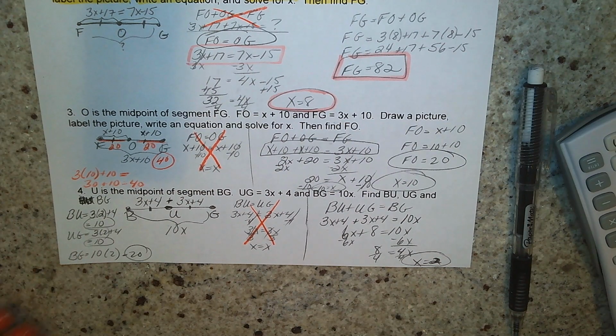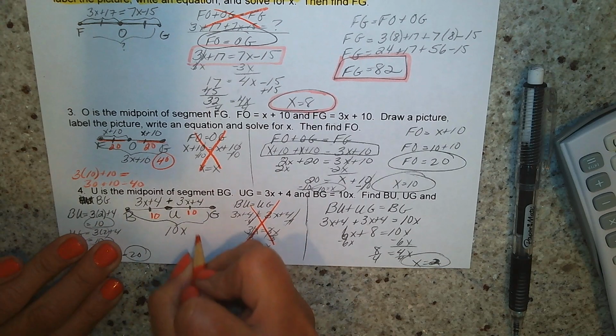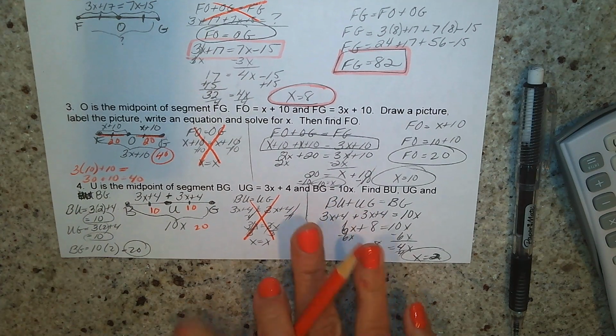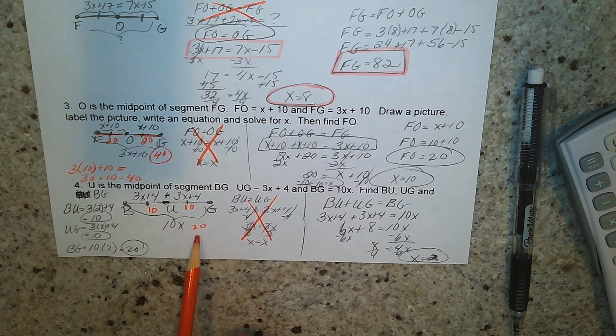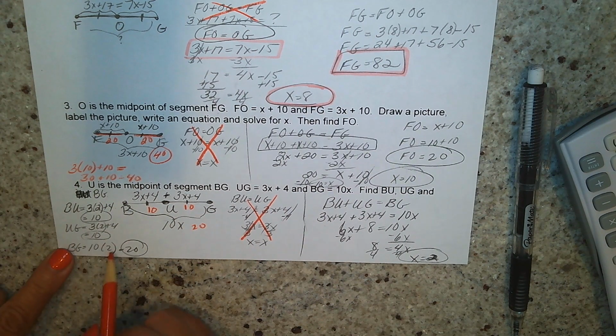So when you solve this, you see that this is 10, and this worked out to be 20, which again makes sense, right? Because you can see 10 and 10 are equal, that's the midpoint, and 10 plus 10, of course, is 20. So you have all 3 of your answers there, okay?